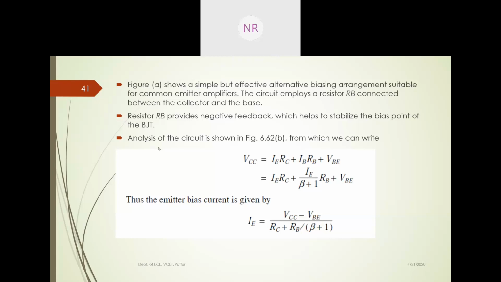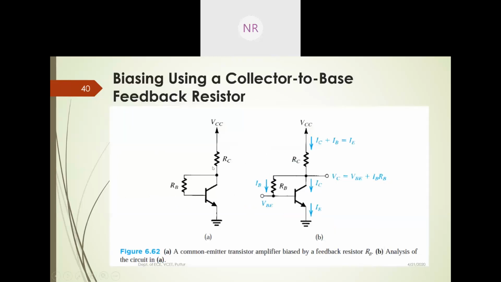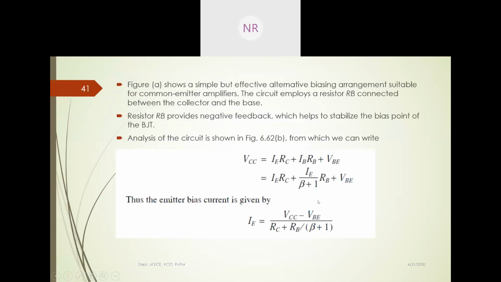Okay, so from the analysis of the circuit shown in the previous figure, we can write VCC is equal to IE RC, or IC into RC, minus IB RB minus VB. So VCC is equal to IE RE plus IB RB plus VBE.